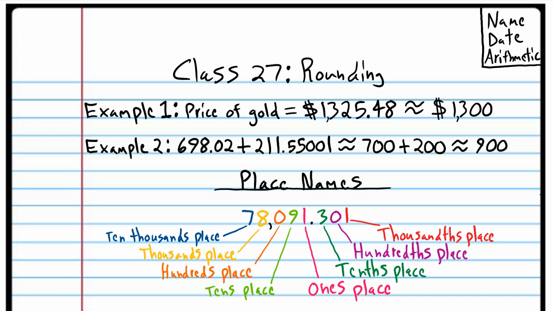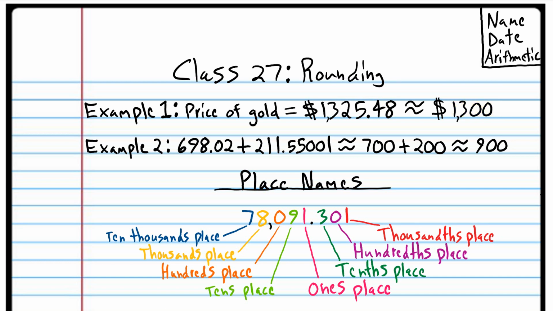Let's say that the price of gold is $1,325.48. It turns out at this time in history, that's about what the price of gold is, apparently. But if you're going to go around telling people the price of gold, and by the way, that's for 1 ounce, you're probably not going to say these numbers. You're probably just going to say $1,300 for 1 ounce, or you can say $1,300. $1,300 is the same thing as 1,300.